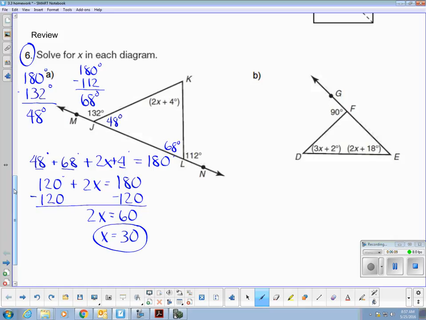For part B, I can do the same thing. Together, these two angles must be 180 degrees. So the missing angle is 90 degrees. So I can now say 90 degrees plus 3x plus 2 degrees plus 2x plus 18 degrees equals 180.